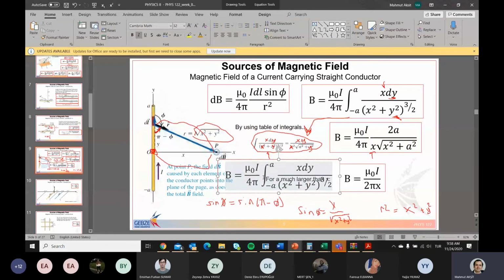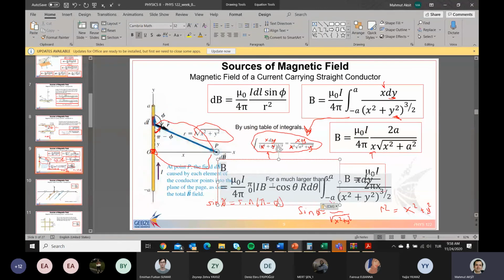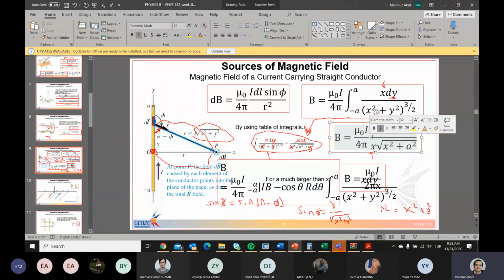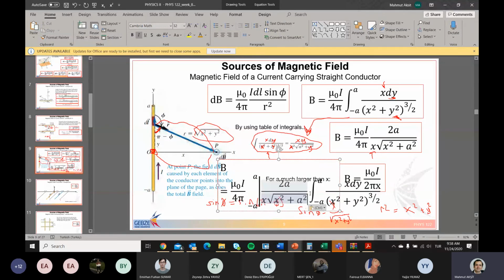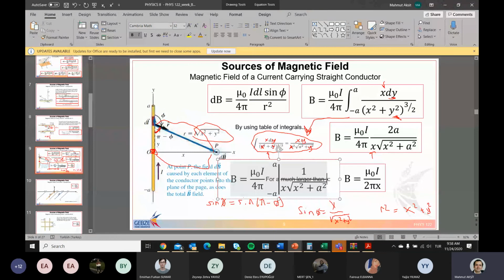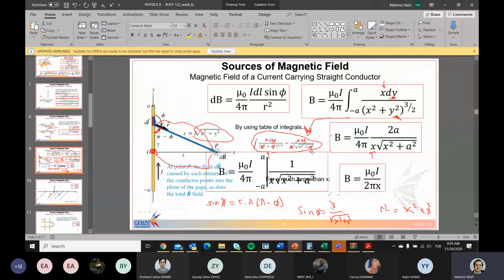So let's focus on here. We are going to integrate from minus a to a, sorry. And inside will be pretty much like this. It's going to be 1 over x, yes. That's basically the integration here.